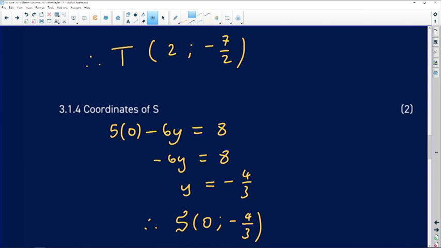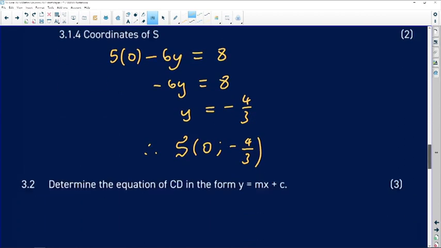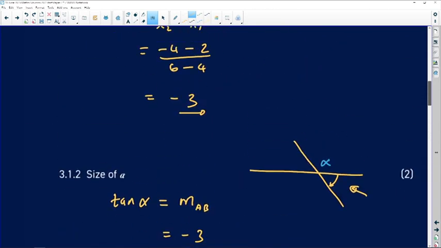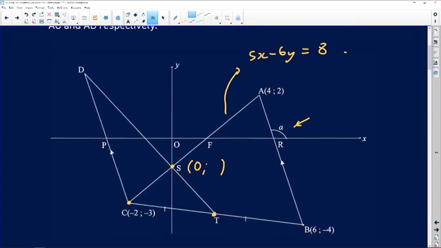Okay. Now I'm going to go to question 3.2 quickly. 3.2 says we need to determine the equation of CD in the form y = mx + c. So what is CD? What's happening with CD? Let's go back and check it quickly. CD happens to be this line over here, the one that is on the far left. That's the line we're actually looking at.